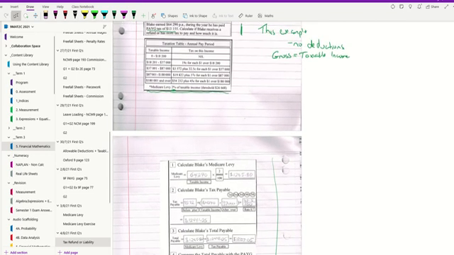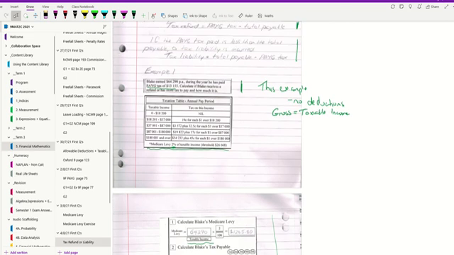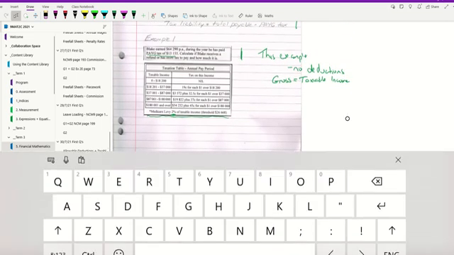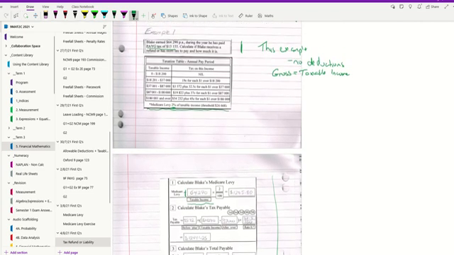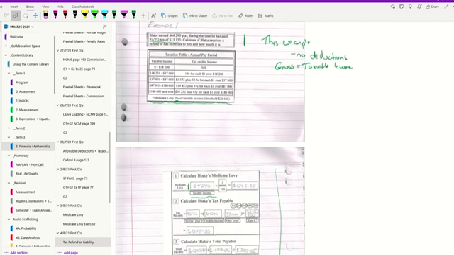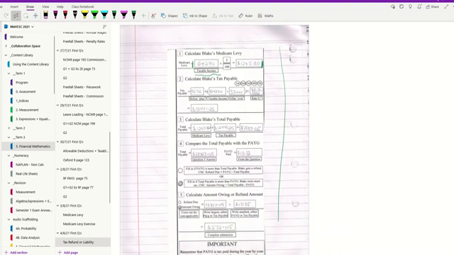So the first thing you want to do is calculate Blake's Medicare levy. As written here, it is the taxable income, which in this case is equal to his gross. So we're going to put in that 64,290 because he's got no deductions. So his taxable income is equal to gross minus 0. Now the Medicare levy is 2%, so 2 over 100. We put that in our calculator and it comes out to be $1,285.80.